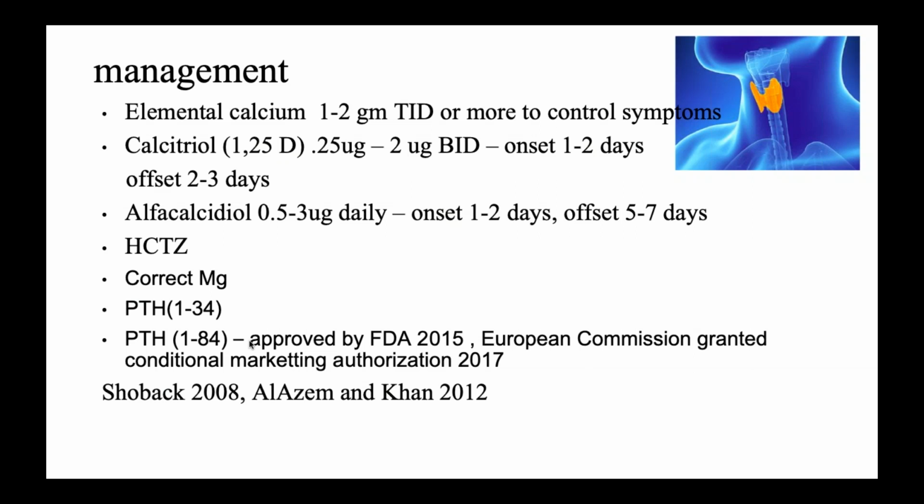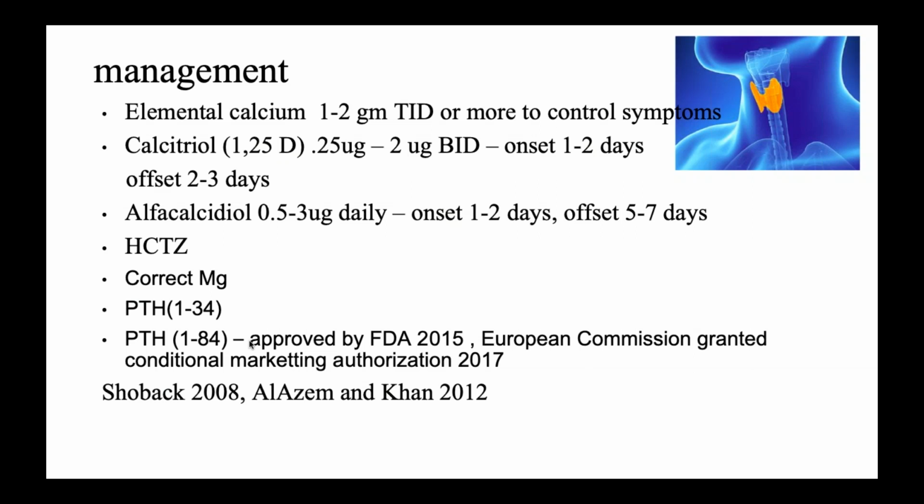So patients who develop toxicity will take a longer time for their serum calcium to normalize if they have been on alpha calcidiol. So I like to switch my patients from alpha calcidiol to calcitriol, and if you are switching, you have to ensure that the dose is adjusted because calcitriol is more potent. Hydrochlorothiazide is very helpful, and we'll talk about that in a few moments. And it's important to correct magnesium.